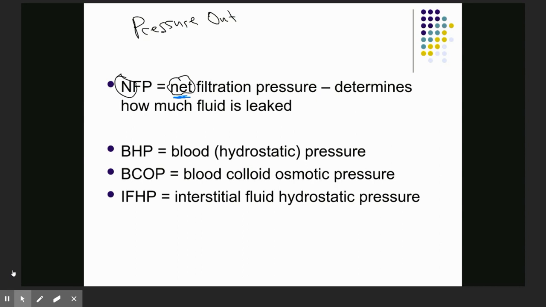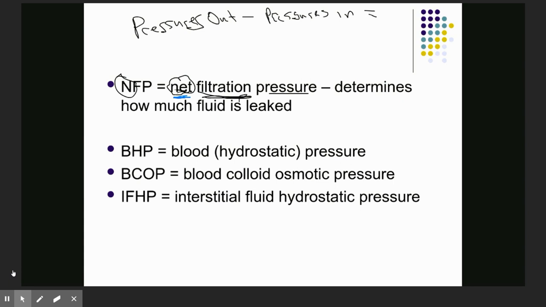So if we want to know the net filtration, remember that means to come out, pressure, we take the pressures out and we subtract the pressures back in, and we're going to get a number. Does that make sense? So we're going to do pressures out minus pressures in.